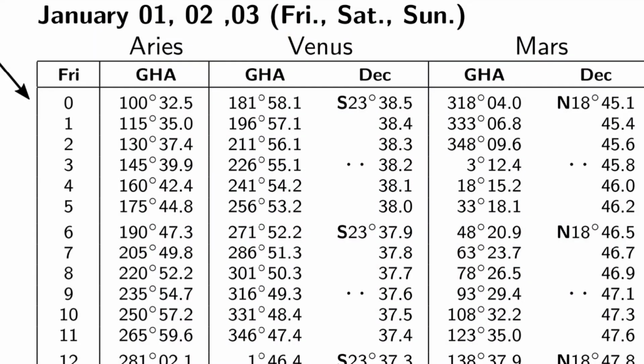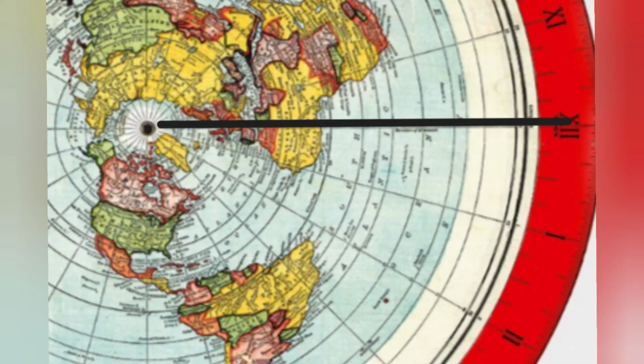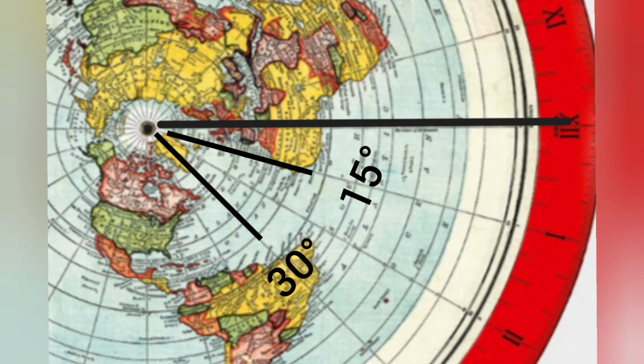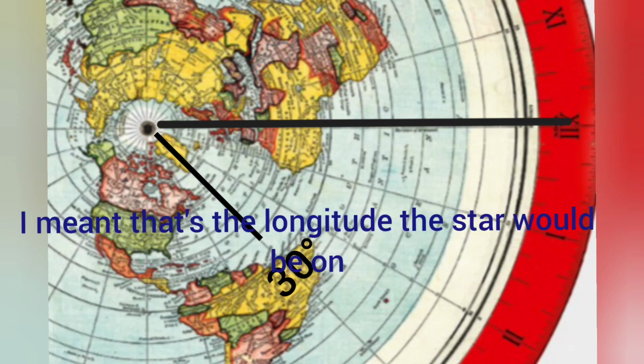So I'll give a quick example. So let's say we go to Aries, okay? We get our day and our hour, and we go to the chart. We look at Aries. Let's say it said 15 degrees GHA. So what we'll do, we'll draw a line 15 degrees. Then we go back to the star chart, and let's say it says 30 degrees. So we go another 2 segments, or 30 more degrees, and we know we're on that longitude. The one that says 30, that's the longitude we'd be on. Okay, we'll do one more.